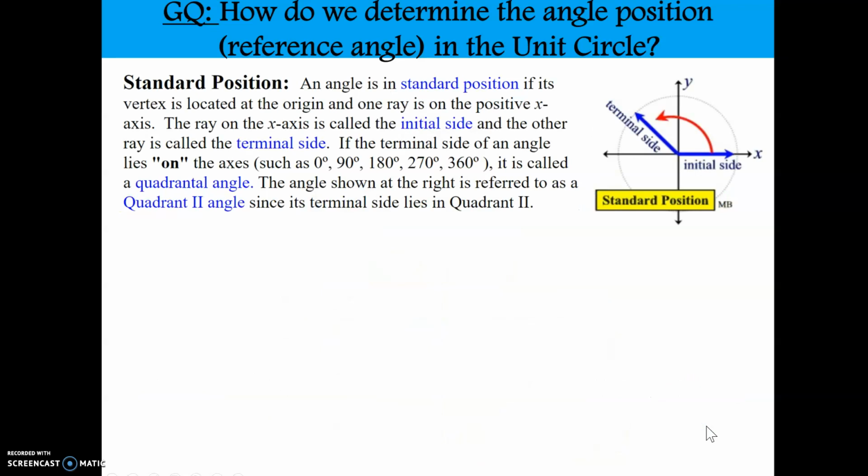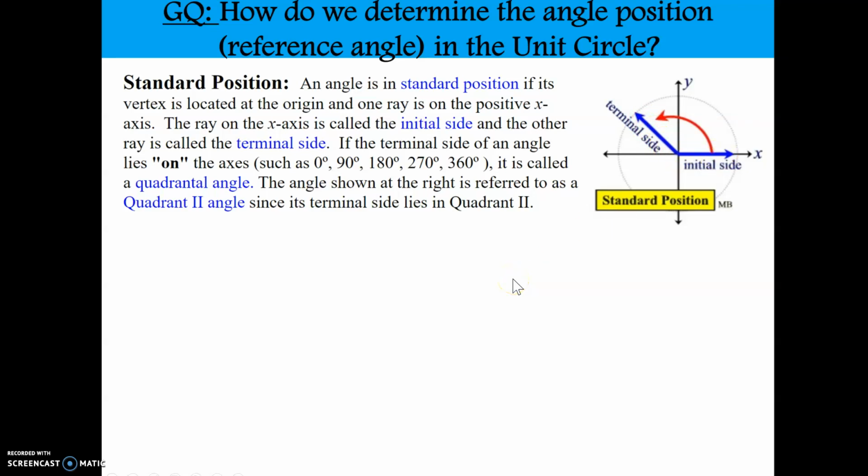So how do we figure out angle measures using reference angles? Let's talk about the standard position of the angle. When we talk about standard position, we talk about the initial side and the terminal side. The initial side is basically where the angle starts from, and the terminal side is where the angle ends.